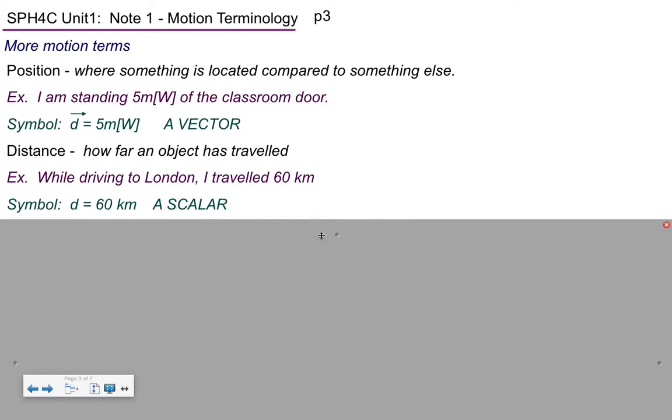Distance is another one. Another term, completely separate. It's how far an object has traveled. So I'm driving to London to go see my mom, and I travel 60 kilometers. And I'm not being specific on the direction, right? I'm just saying 60 kilometers is how far I went in my car.